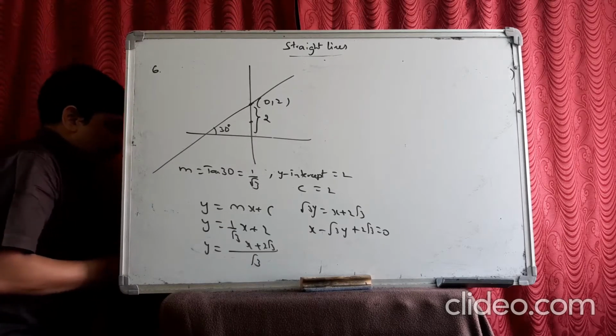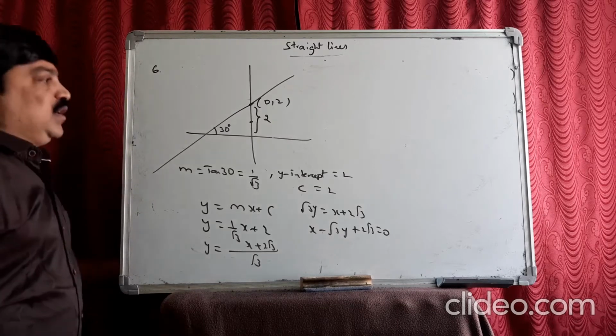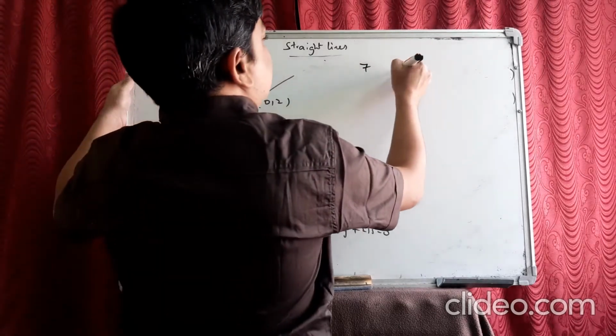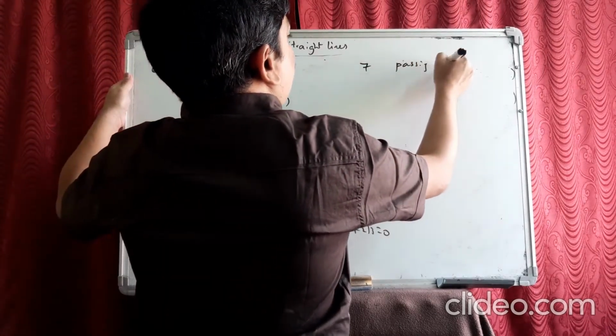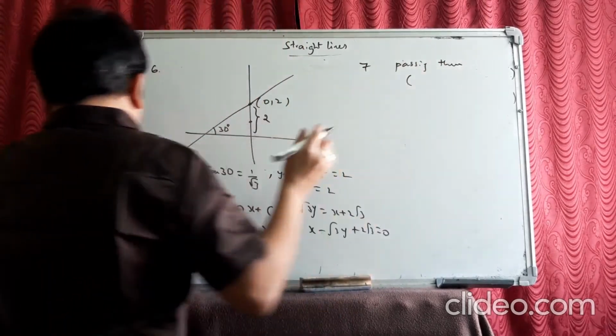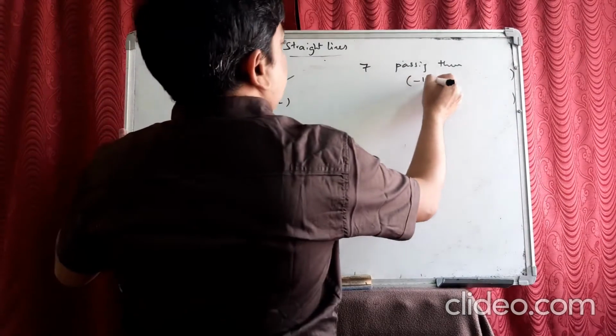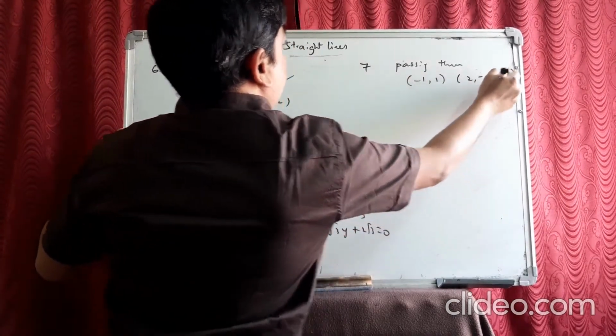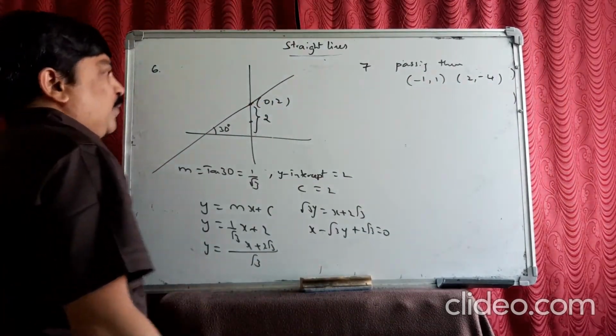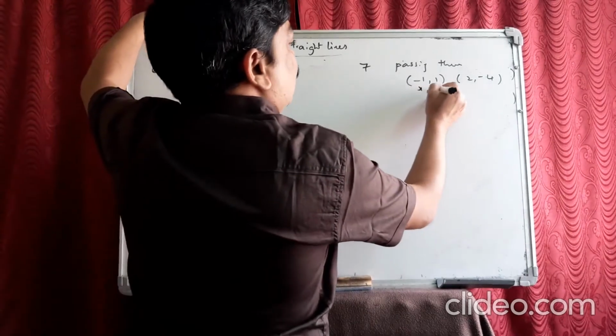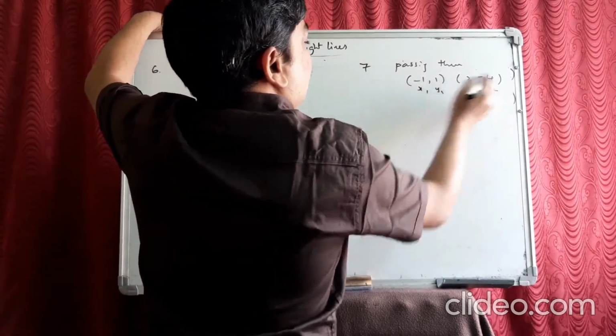Now see the seventh question. Passing through 2 points is given. When 2 points are given, what do you take? You take the 2-point form. Minus 1 comma 1 and 2 comma minus 4. So we take x1 y1, x2 y2.